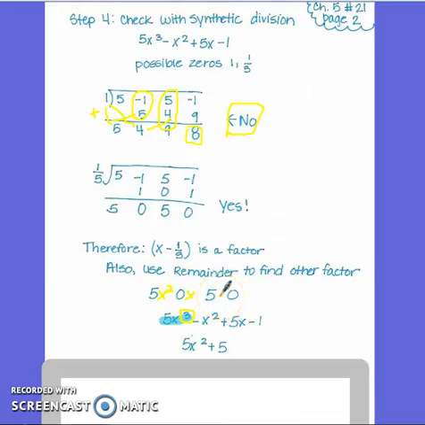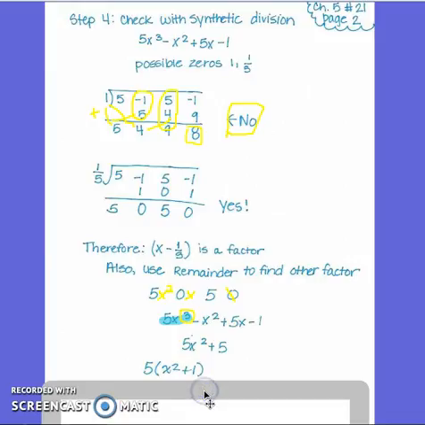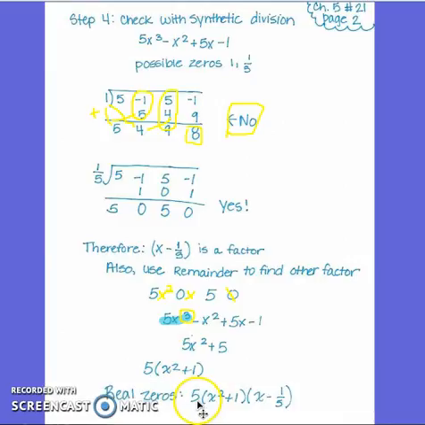And the nice thing about this division is that this should be our constant. It should end there. So when we rewrite this, we're going to have 5x squared plus 5. Now, we would not want to leave it like this. We want a leading coefficient of 1 here. So factor out 5: x squared plus 1. So our real factors of this problem are going to be 5(x squared plus 1) and x minus 1/5.